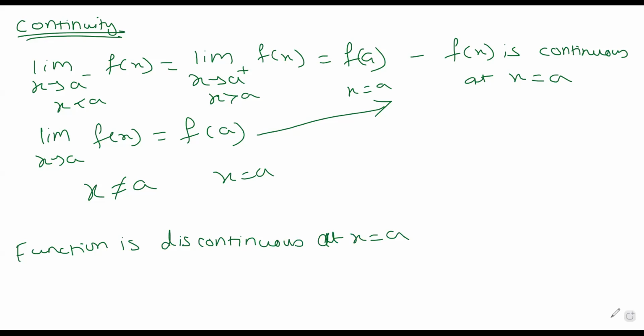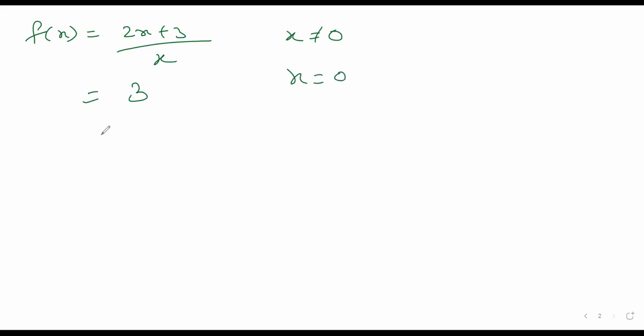Let us take an example here. Suppose they have given f of x is equal to 2x plus 3 upon x minus 1 when x is not equal to 0. And it is 3 when x is equal to 0.